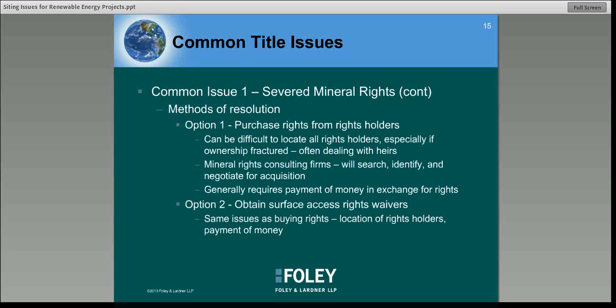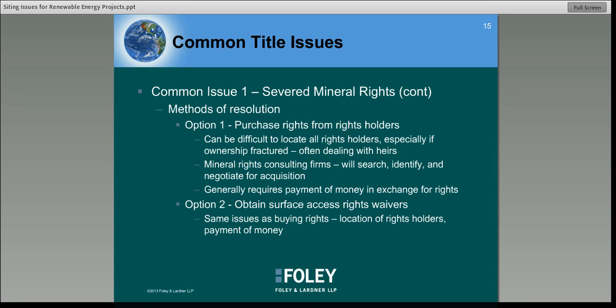Some of the issues here is it can be hard to find all the rights holders, especially if the rights ownership is fractured. What we see a lot of times is that the original reservation will have been in favor of one party. That party may have died and the rights went out to a number of heirs. So, we've seen this where we're dealing with 8, 12, 16 rights holders.